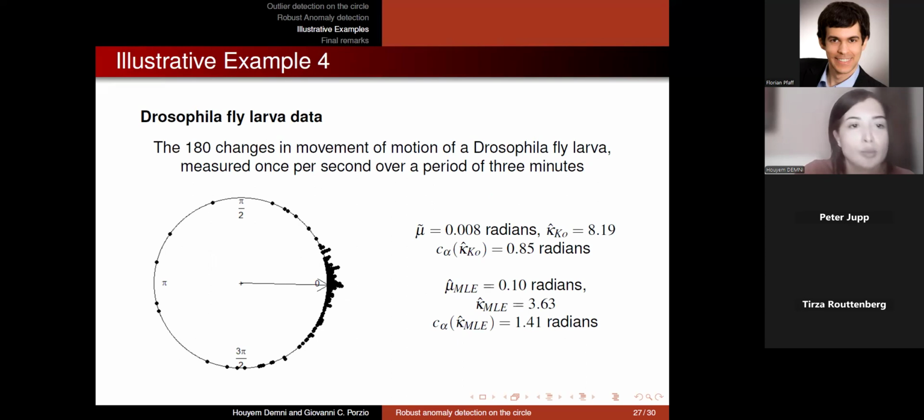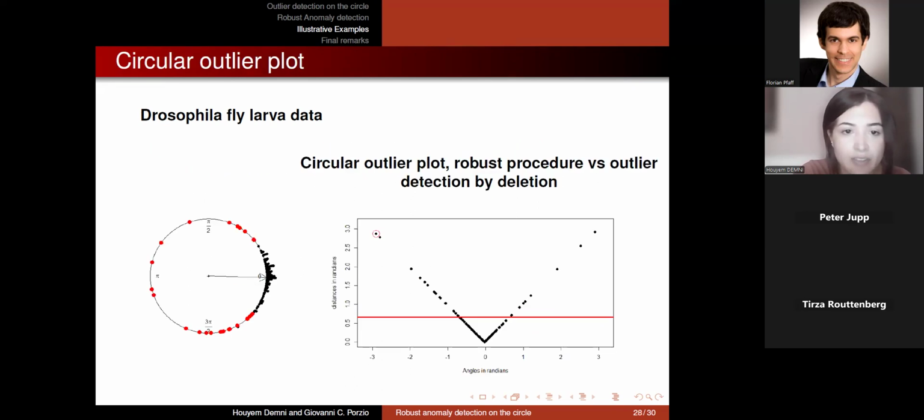Then the last example is about the Drosophila fly larva data, which represents the 180 change in direction of motion of a Drosophila fly larva measured once per second over a period of 3 minutes. I give these examples just to show you that, first, using the C-stat, only one single outlier can be detected, and then even using a robust method, we can have some problems. The circular outlier plot is not only useful to see the outliers, but also to question the assumption about the distribution, because for this data, it is known within the literature of directional statistics that it is bimodal. So the assumption about the distribution may not be adequate for this kind of data.